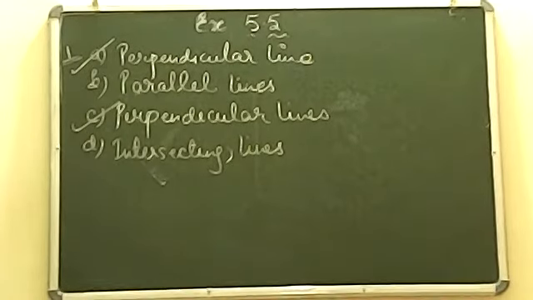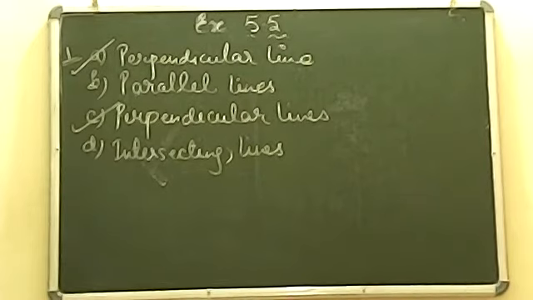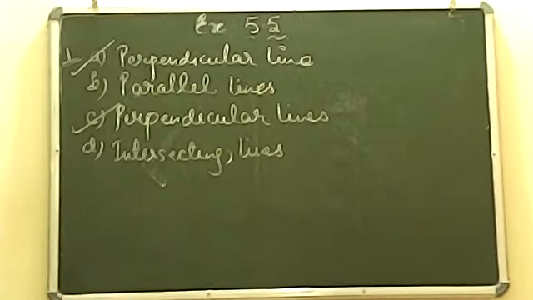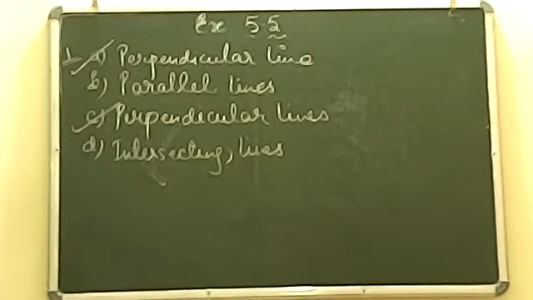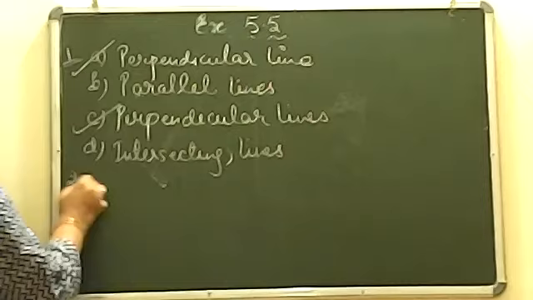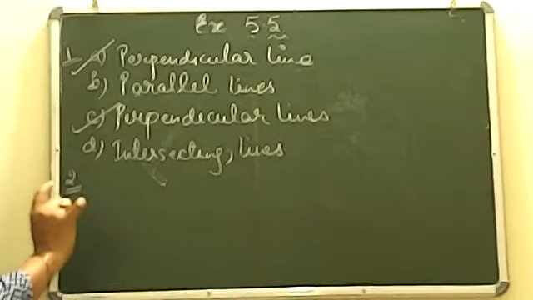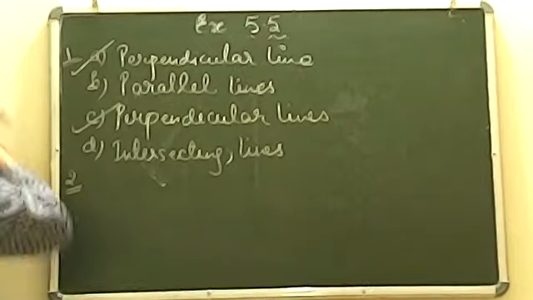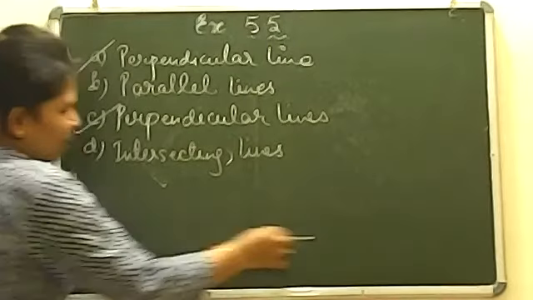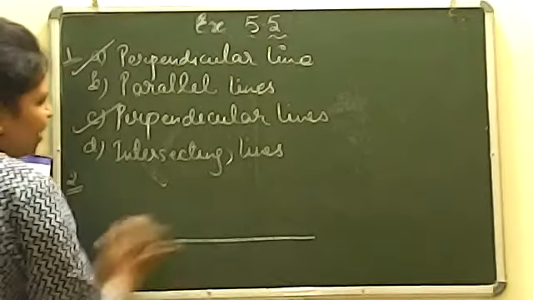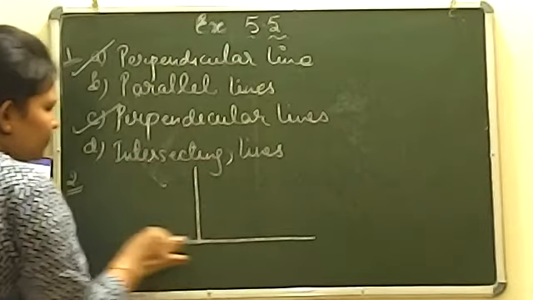Second one is parallel. Fourth one is intersecting. Now question number 2. Let PQ be perpendicular to the line segment XY. Let PQ and XY intersect at the point A. What is the measure of PAY? Very good question. It is telling you have two line segments PQ and XY, and it is saying that PQ and XY are meeting each other and they are perpendicular lines.